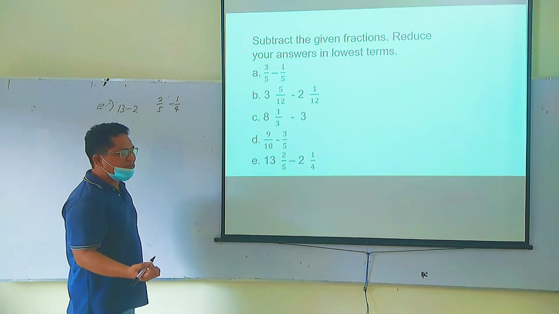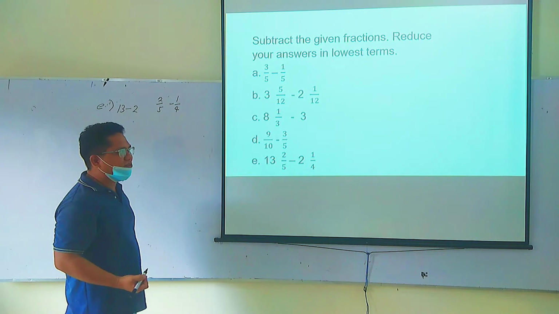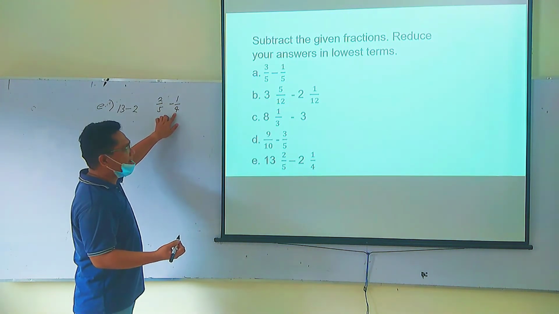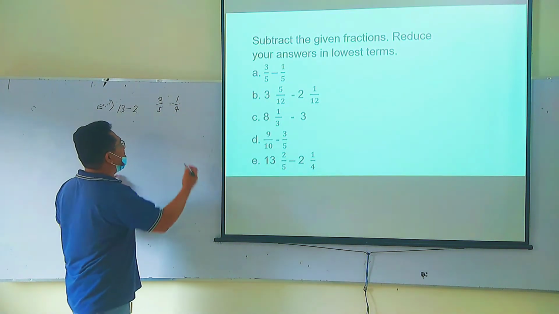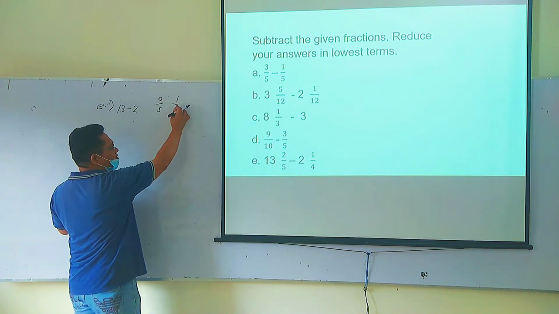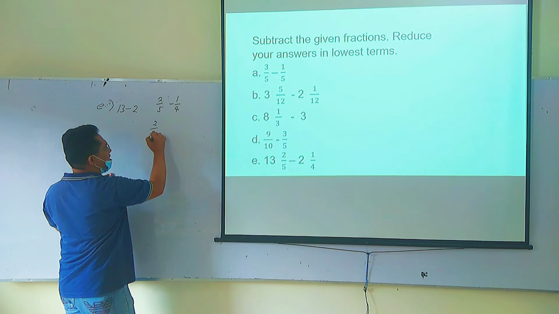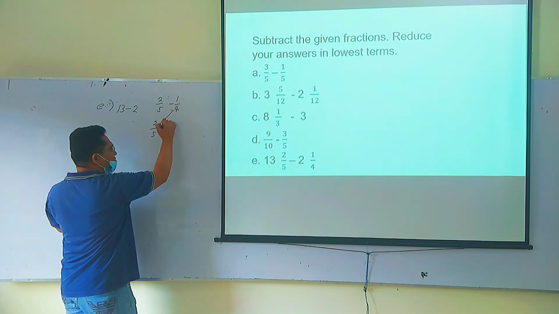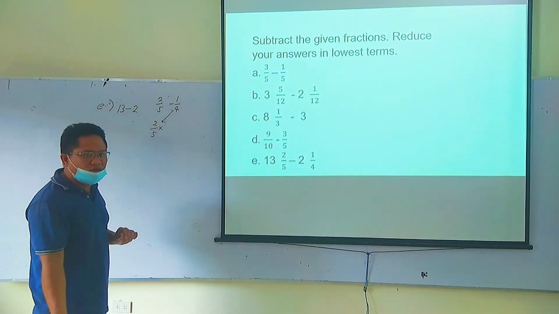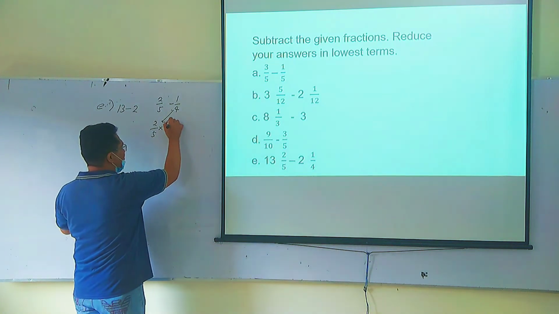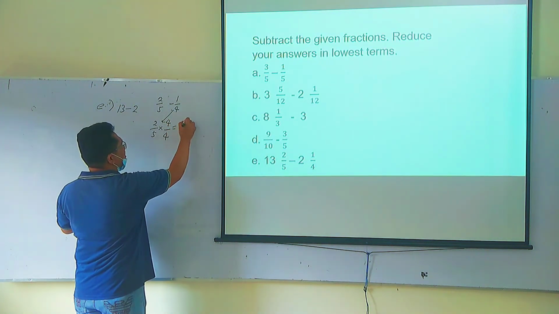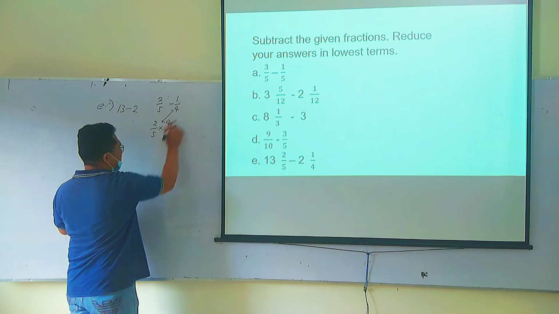The fastest way to find the least common denominator is to multiply the first term by the denominator of the second term. So this is 2 over 5 times, multiply by the denominator of the second term, so times 4 over 4.